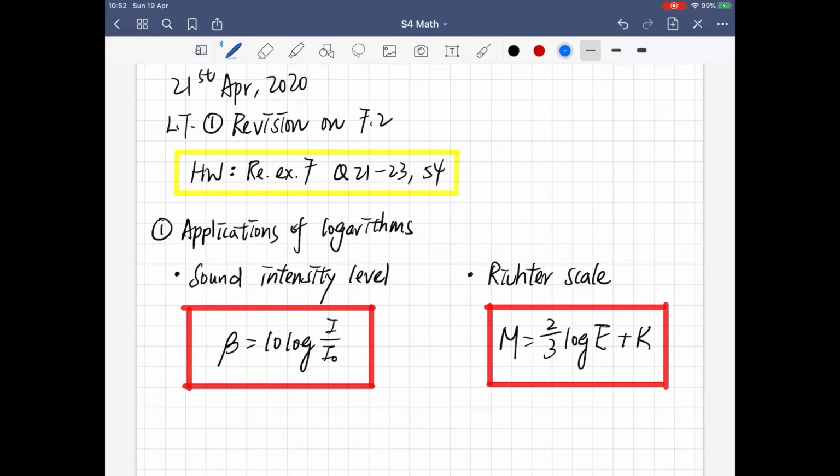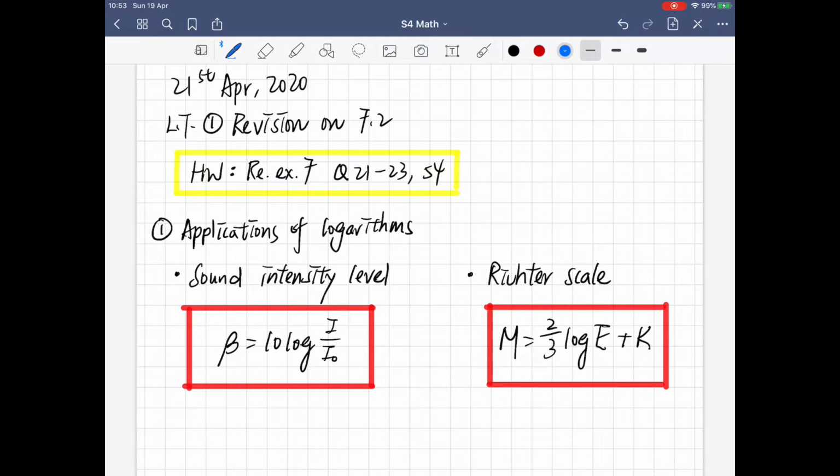Hi everyone, in today's lesson, I will give you a quick revision on section 7.2 before the section quiz. And for the yellow box, these are the questions that you can do as an exercise before the section quiz. So in section 7.2, there are two parts.